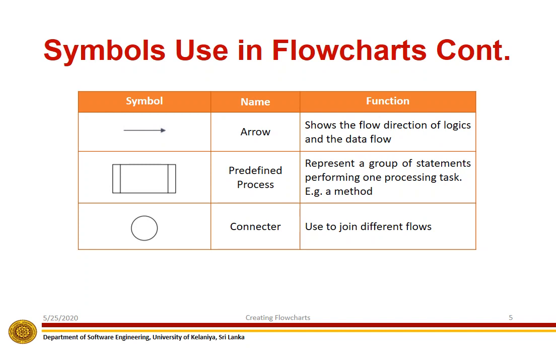Finally, a circle, or we can call it the connector. Actually, this is a smaller circle than the other symbols. We are using this to join different flows. For example, if there is not enough space to draw the whole flowchart on one paper, we can use two papers and the connector symbol at both ends to connect the flowchart.